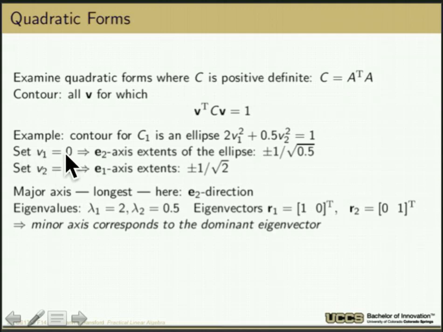If we set v1 equals 0, this tells us that the E2 axis extent of the ellipse goes from plus or minus 1 over the square root of 0.5. And if we set v2 equals 0, we get the E1 axis extents of plus or minus 1 over the square root of 2. The major axis, the longest axis here, is the E2 axis. Here we're just looking at this as a matrix, finding its eigenvalues and eigenvectors. The eigenvalues are 2 and 0.5, and the eigenvectors are (1, 0) and (0, 1). The minor axis corresponds to the dominant eigenvector. So the eigenvectors tell us the axes of the ellipse.